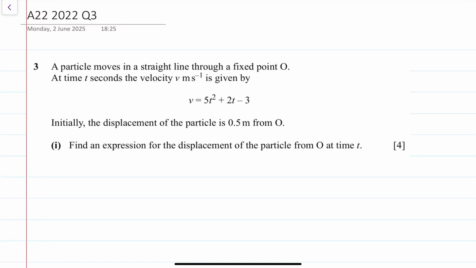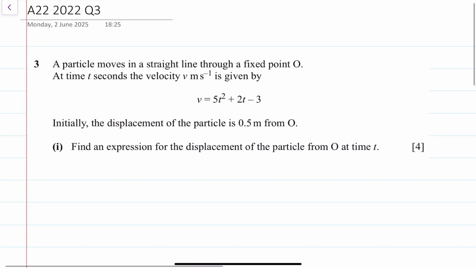This is a variable acceleration question. It is from A22 2022 and question 3. This is a question where you've got to find, well, in the end part of it, the total distance travelled. So it really highlights the difference between displacement and distance.